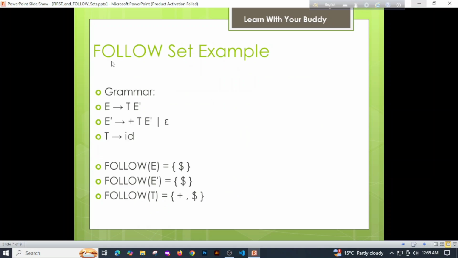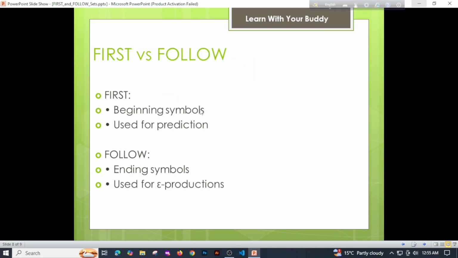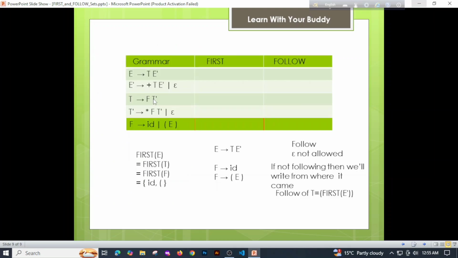And here is a grammar, with follow sets. We will also learn this in that table. So now let's go to the table. We will calculate the values of first and follow for these given lines.